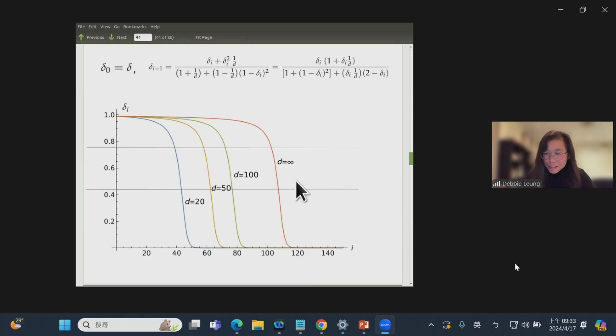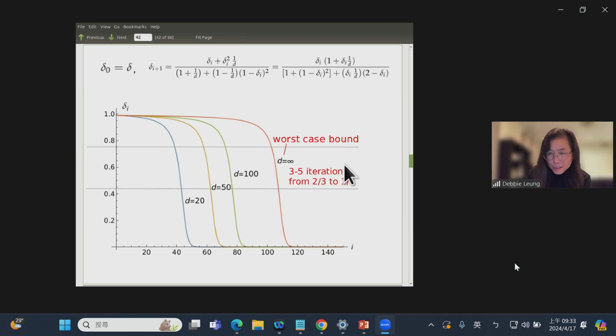So in this case, I will give the highlights of these curves, and then I will go into more detail about the mathematics afterwards. The first segment you should notice is this rather steep segment in the middle. I can tell you that if you want to push the noise from 2/3 to 1/3, it takes you no more than 5 iterations. Because the worst case is the d goes to infinity case.